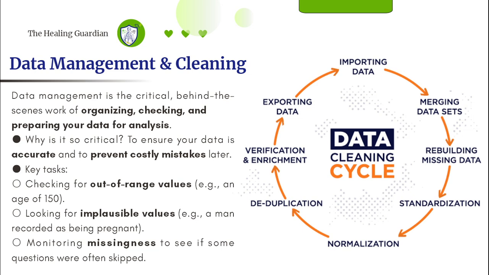During data cleaning, there are three things we check for. Check for out of range values. You gave the people an interview or you were recording the age and somewhere you recorded 150. That is an out of range value. You have to check for it and correct it. You look for implausible values which are not realistic. For example, if you give a man a questionnaire and he is recorded as being pregnant, you don't just go and feed it in the system. Then you monitor for any missingness to see if some questions were often skipped.